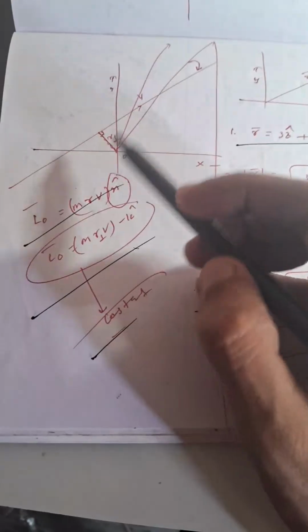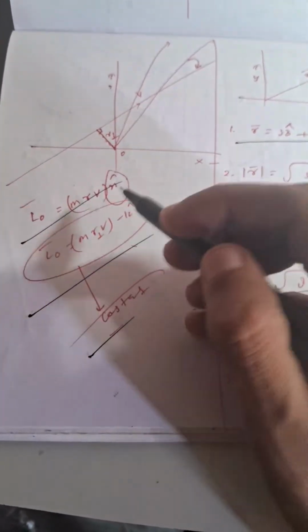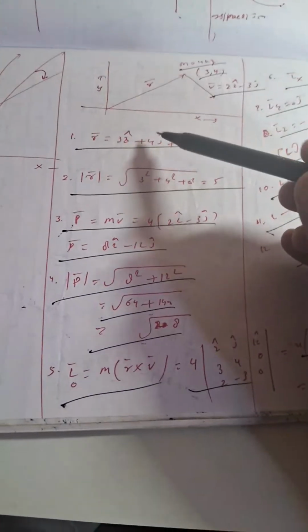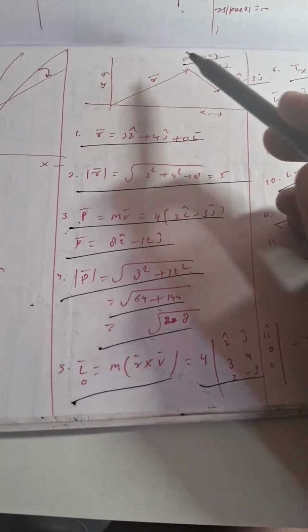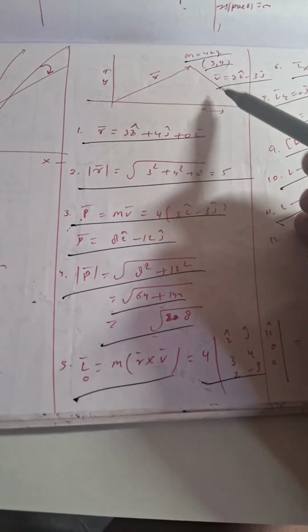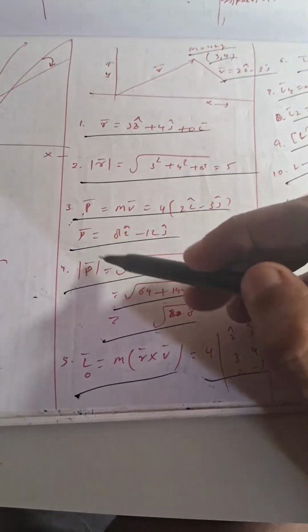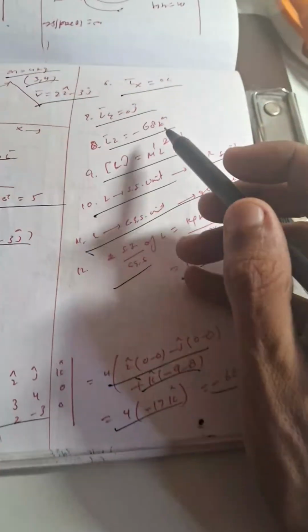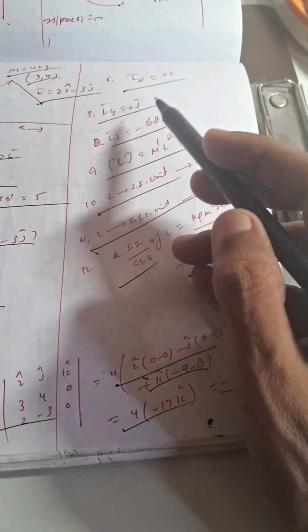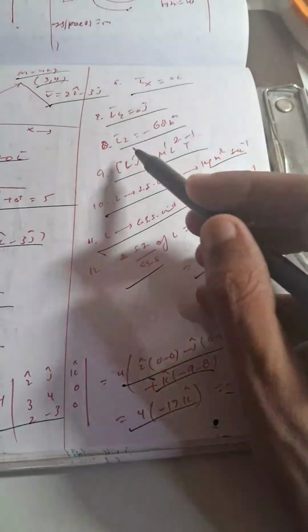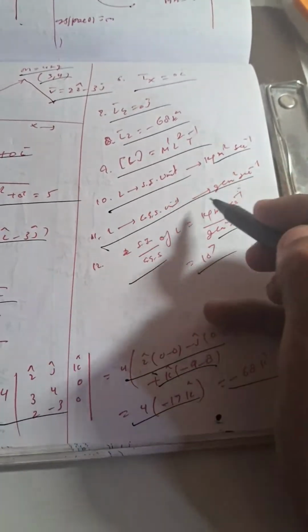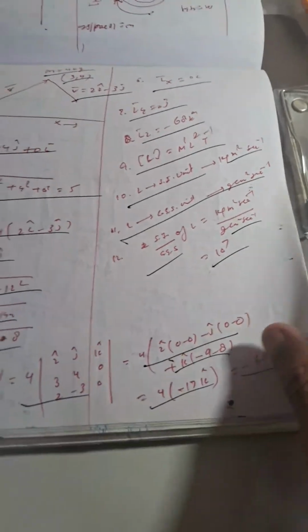Then we have another concept based on calculations of angular momentum about origin. Then we have another numerical type question based on mass and position vector. Velocity is given over here. We need to find position vector, its magnitude, momentum, magnitude of momentum, angular momentum about x-axis, y-axis, z-axis, dimensions of angular momentum, SI unit, CGS unit, ratio of SI and CGS.